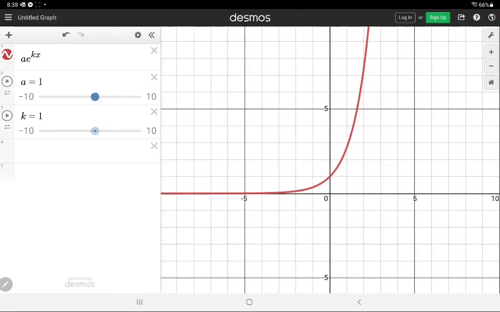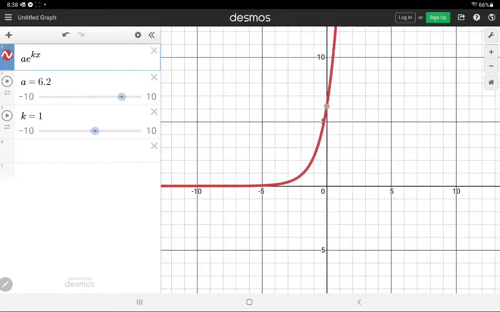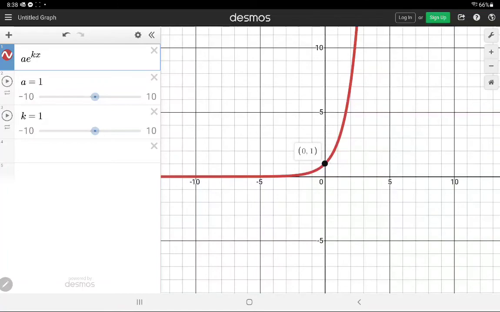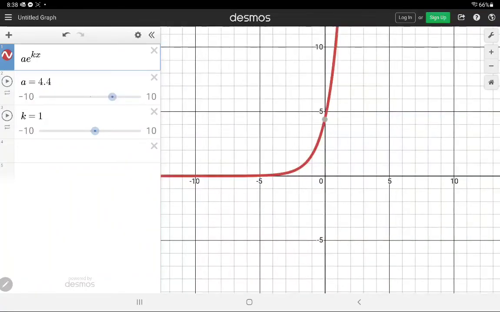So a vertical dilation is going to stretch it in the vertical direction. So as I increase a, it is stretching going upwards and downwards. So let's take an example, right? When we started, what was one of the interesting points of this function? It is this point right here, 0, 1. And as I increase it to say 4, well 4.4, you can see that this intercept is changing as well.